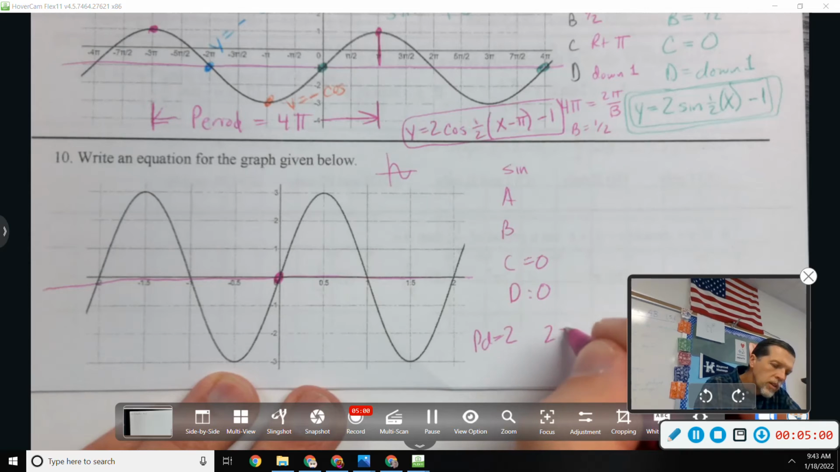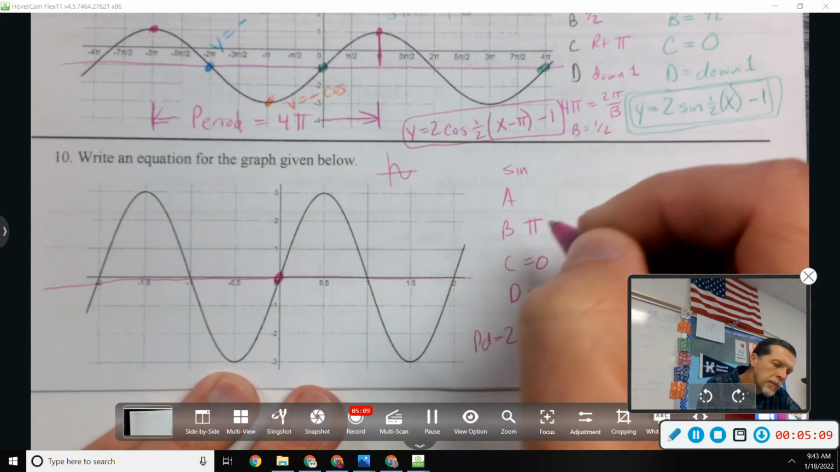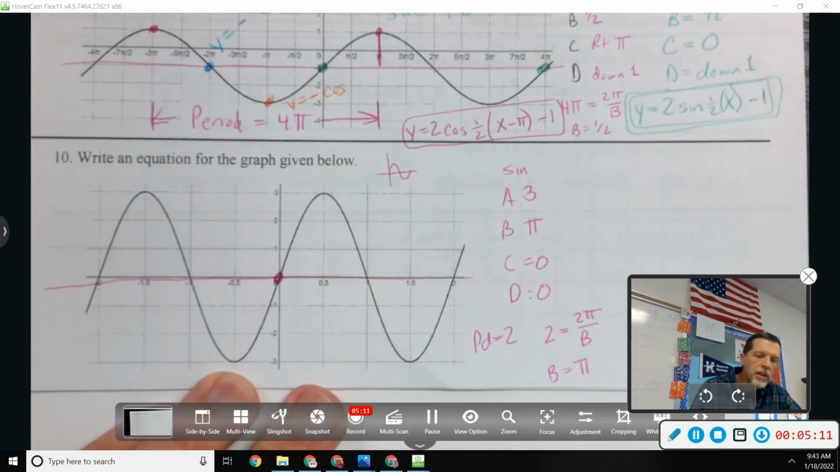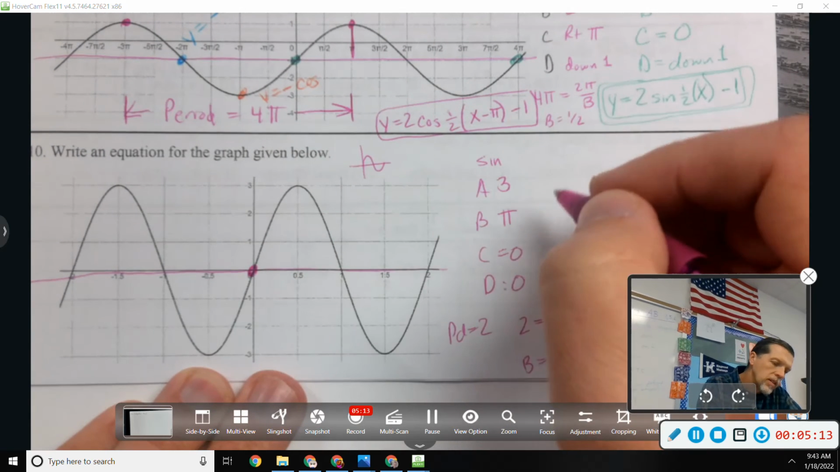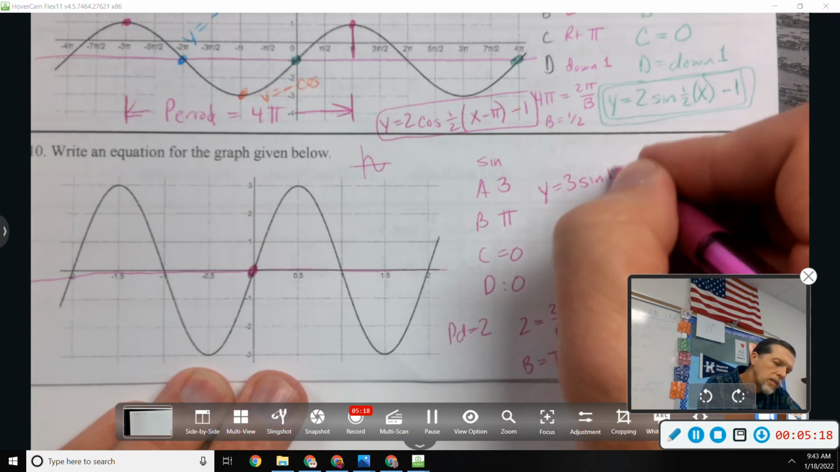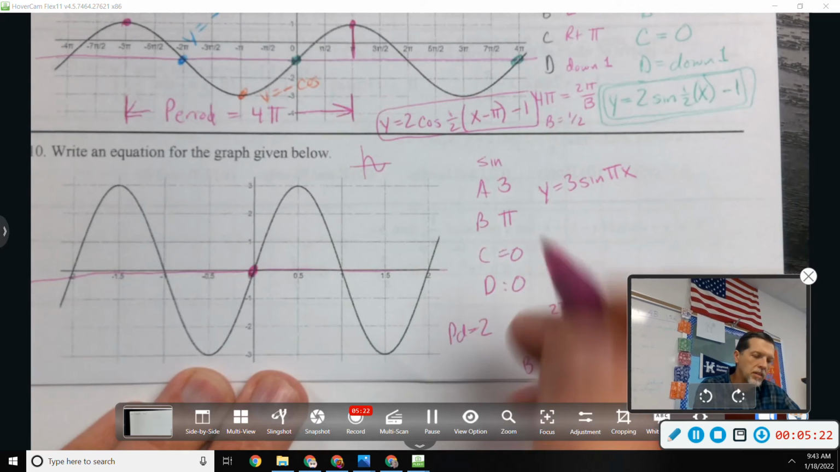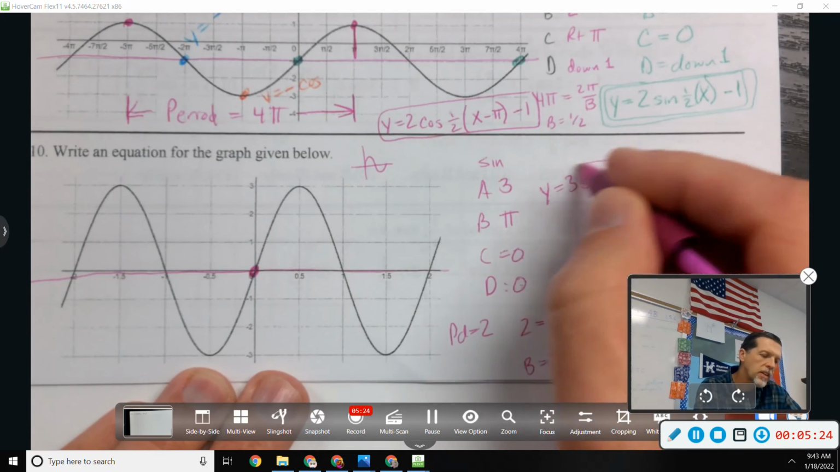And the period is 2 pi over b. So if we move things around, that means b would be pi, and the amplitude is 3. So put all that together, and y equals 3 sine of pi x. That's it, because there's no phase shift, no vertical shift.